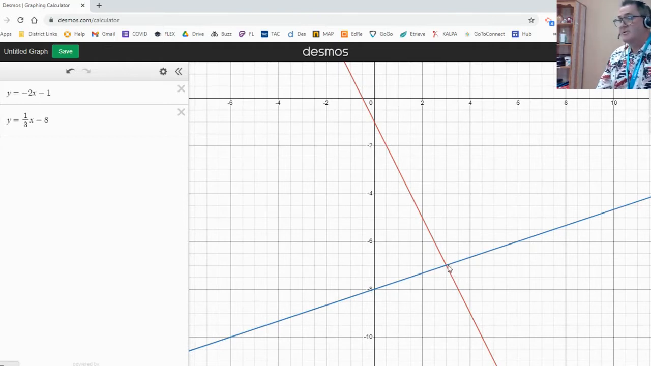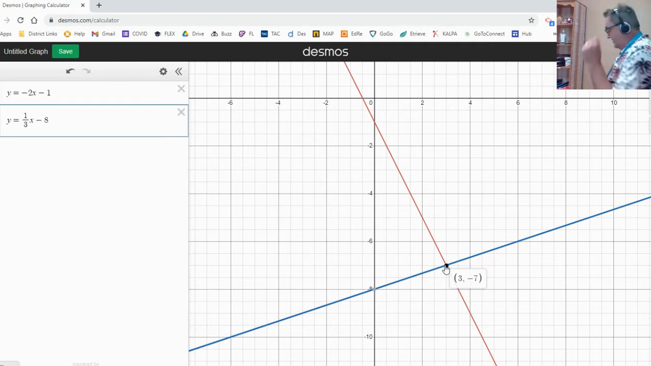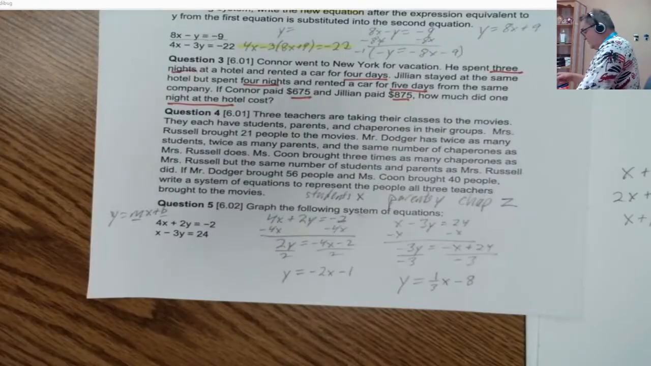And so now we know what the solution is to the system of equations. It's 3, negative 7, because with the graph, we can find the solution. But it didn't really ask for the solution. It asked us to graph those. All right, let's move on. That's question 5. We're 1/3 of the way through.